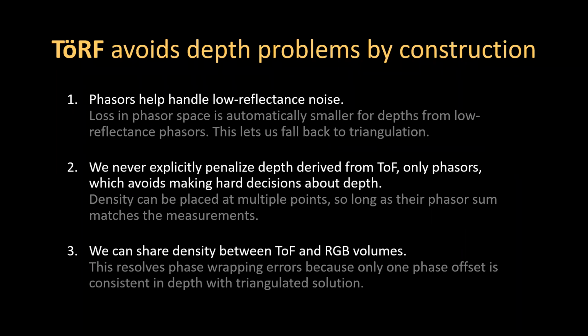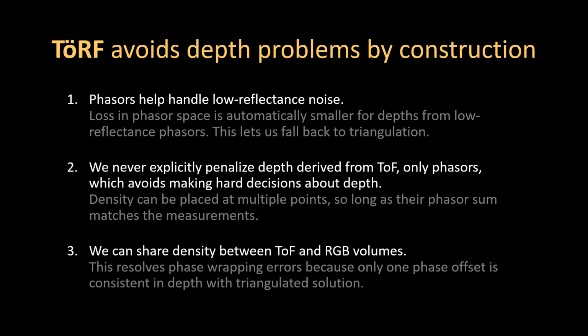Because we share density between the time of flight signal and the RGB signal, there's only one solution to where the surface is that matches both the signal from the RGB and the signal from the time of flight. Okay, and so we automatically select the right distance and overcome this range ambiguity problem. I'll just let that sit. Did that make sense? Sort of, but not quite.